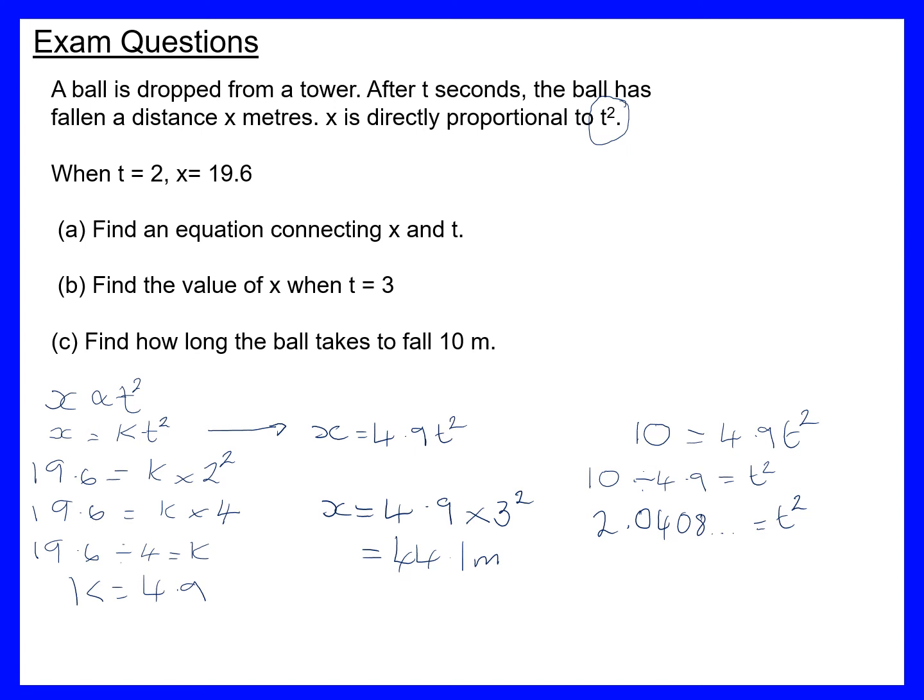Now remember, we just want t, so we're going to need to square root that value. So I'm square rooting the answer that I've stored in my calculator, and then we can find our value for t. So t is equal to 1.4285, etc. Now again, we want to give it to a reasonable degree of accuracy. We've been talking about time in seconds, so 1.4 seconds would be appropriate. Okay.